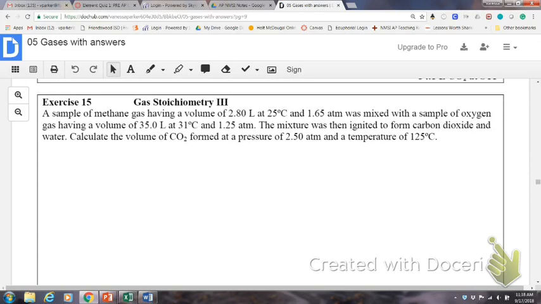Okay? Now, I'm going to have to put a new page up here because I can't fit all the work that needs to be done on the screen. So, first of all, let's write the balanced equation.